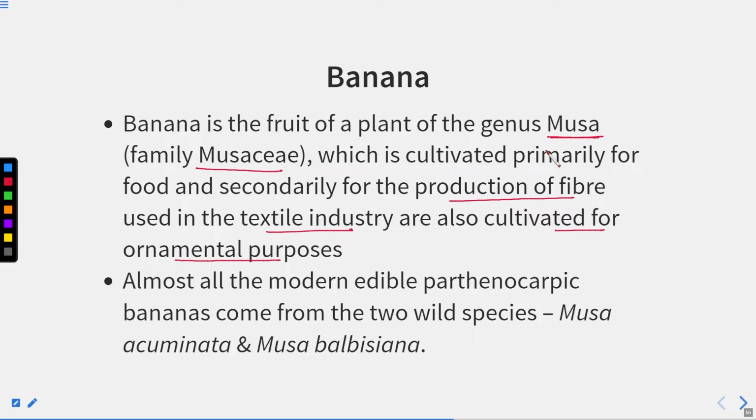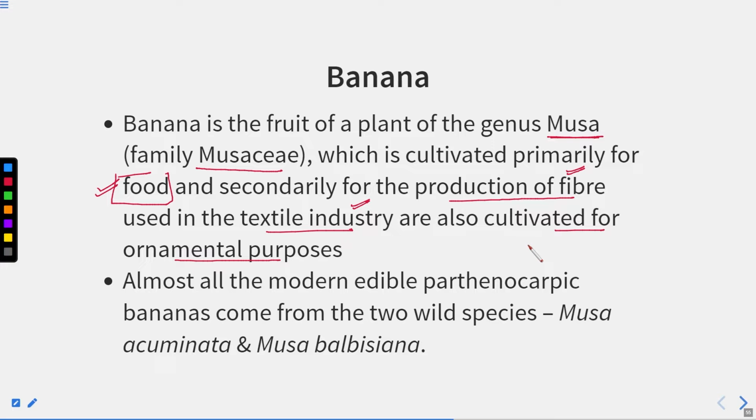So this banana plant is cultivated for fruit. The first thing is that we get a fruit from this, and that is included in the food. And secondarily, this plant is also grown because it provides us fibers, and those fibers are used in the textile industry.